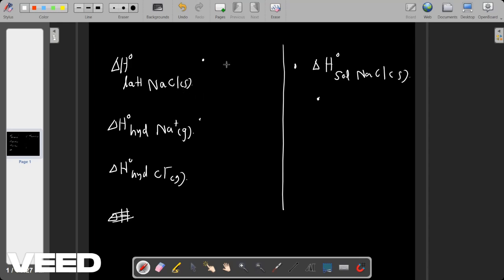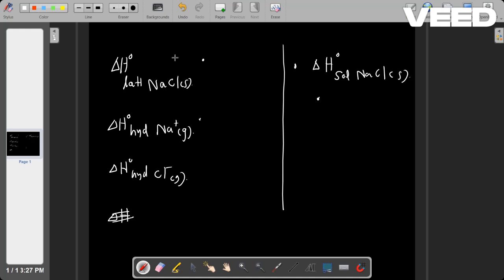What is the lattice enthalpy of sodium chloride? Some of them are wrong. If you can remember, lattice enthalpy means the amount of energy released when ions in gaseous form are forming an ionic lattice, as we discussed yesterday. This is one.